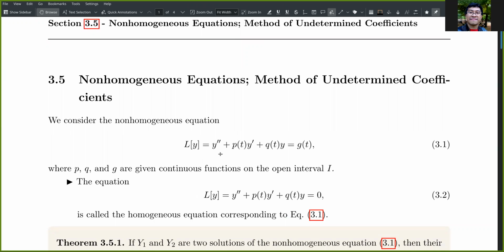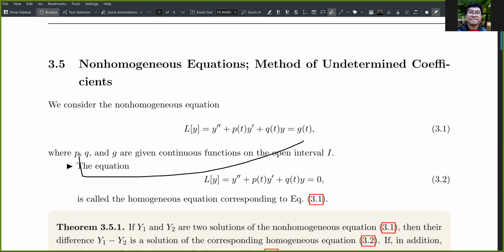A non-homogeneous equation can be written in this form, where you have the usual second order differential equation here, but the right side is not zero; there's a function of t. P, Q, and G are given functions on the interval I. If we set this to zero, the equation is called the homogeneous equation corresponding to this non-homogeneous equation.